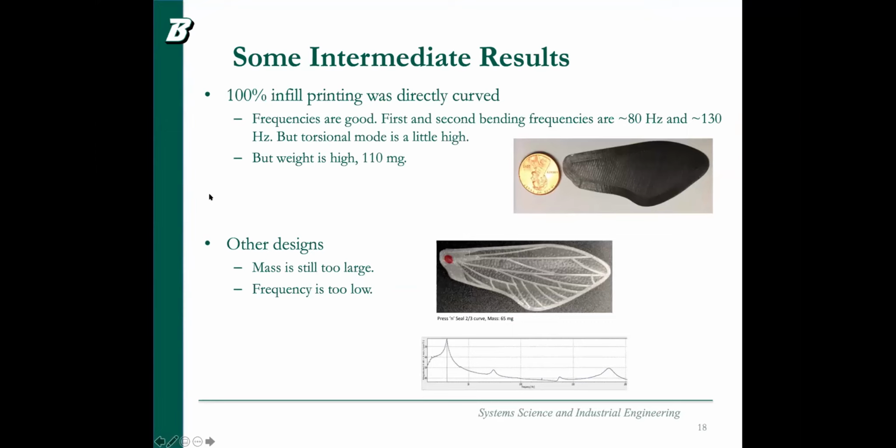So, some intermediate results. First is 100% infill. We can curve it, and the first and second bounding frequencies are very close, which is very good. We found it dynamically very good. However, because it is very heavy, about 3 times heavier than the real wings, we cannot use it. There are some other designs as well. We tried to get different curvatures, change different shapes and wing structures. It wasn't as good as the final design.